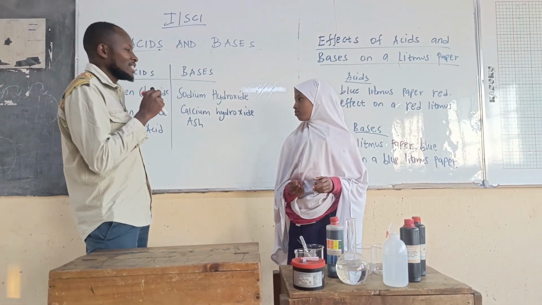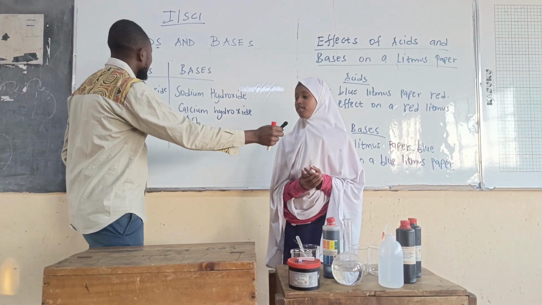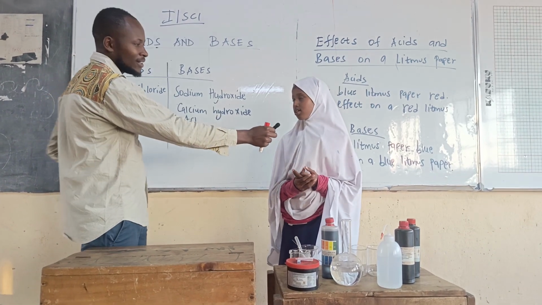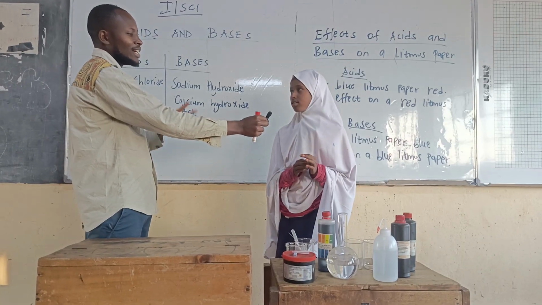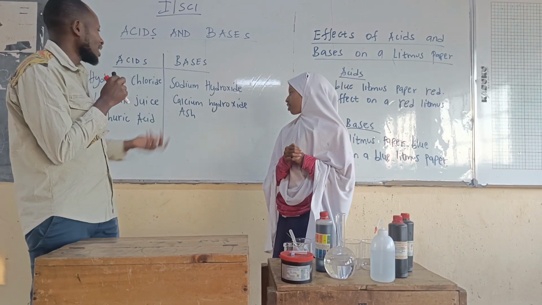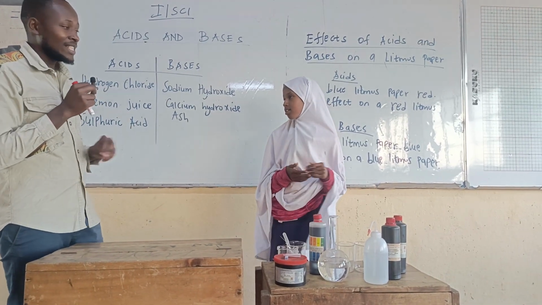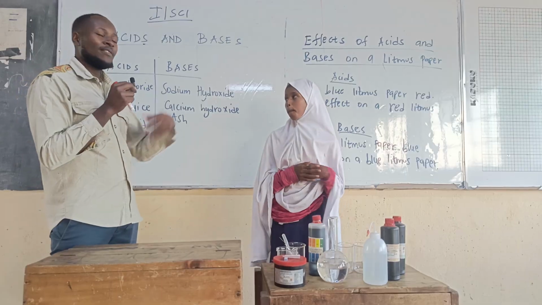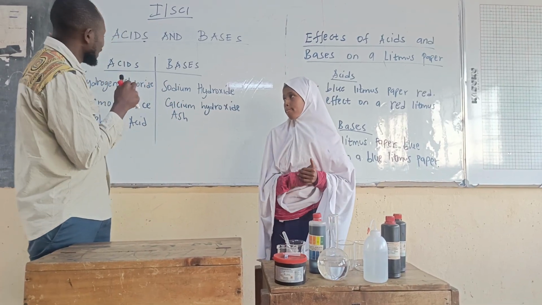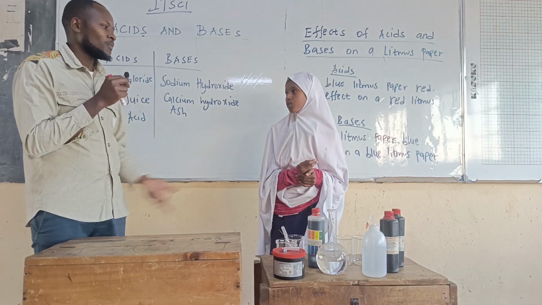Which example of an acid do you know? Hydrogen chloride. Which other acid do you know? Sulfuric acid. Those are examples of acids. We have lemon juice. Lemon juice is also an acid. Then we have nitric acid. There are many acids.